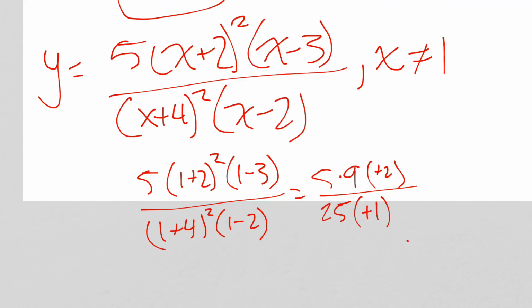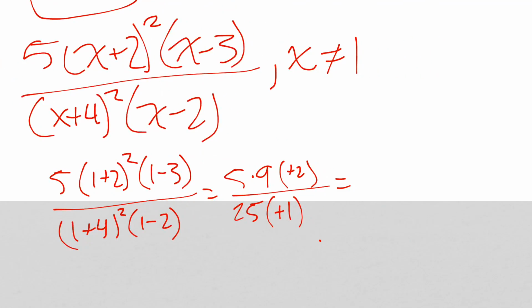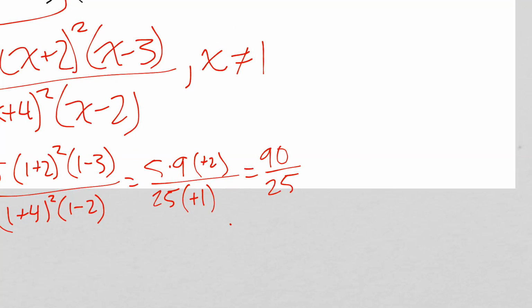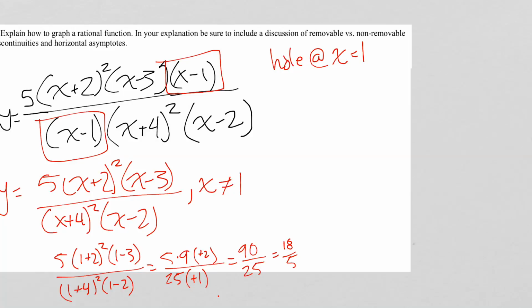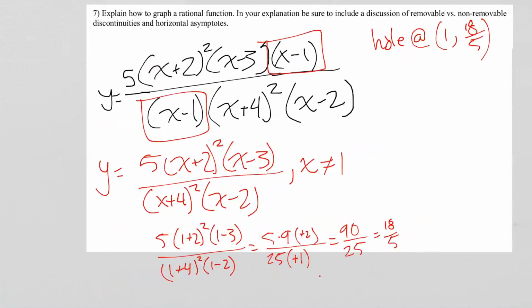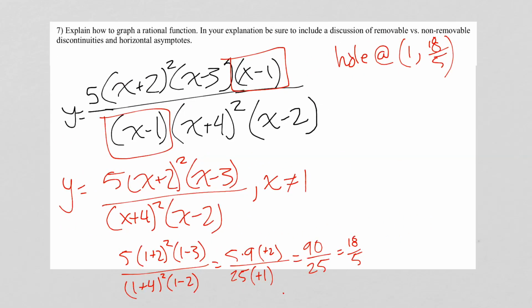So look, those negatives cancel out, and we are left with gross, disgusting nastiness: 5 times 9 is 45, times 2 is 90, over 25, which simplifies down because both are divisible by 5, and we get 18 over 5. Why did we do all that annoying stuff? Because we want to be a little more precise, since we're able to. The hole is not just at x equals 1, it is at the point (1, 18/5). Sweet. That was a lot of work, but we did it because we are scholars.